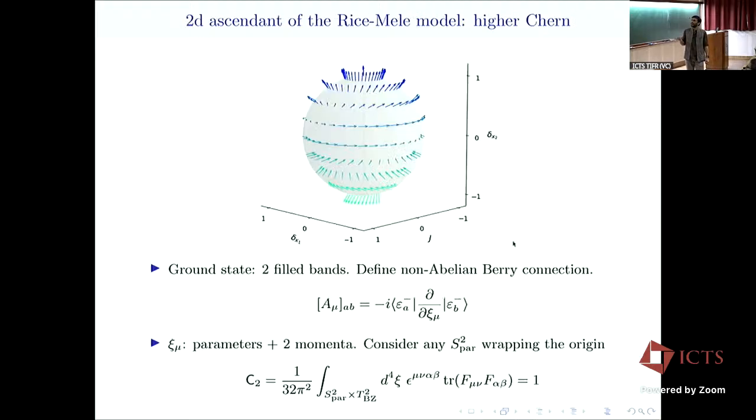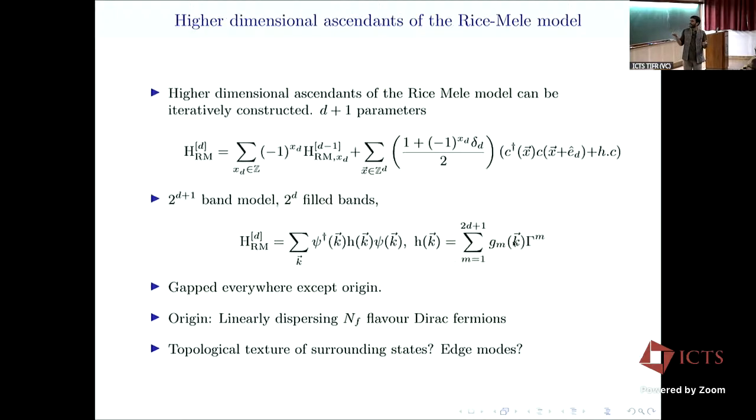Okay, so I showed this vortex, so how do we get these vortices in higher dimensions? As Apur was asking, it turns out that for spatial dimensions D, this recipe produces a 2 to the d plus 1 band model, of which half of them are filled. So the number of filled bands is 2 to the d. So as we go to higher and higher dimensions, we get a larger and larger number of bands.